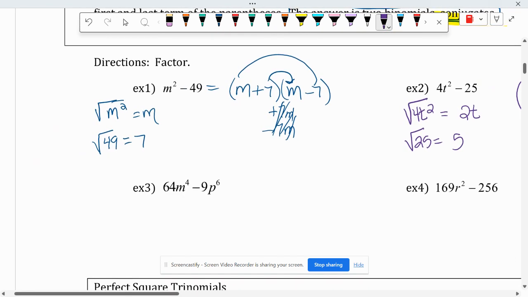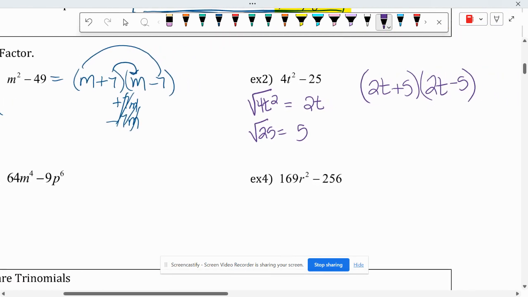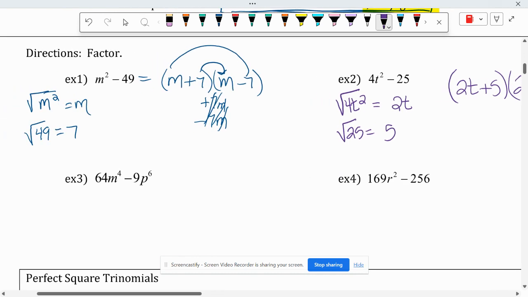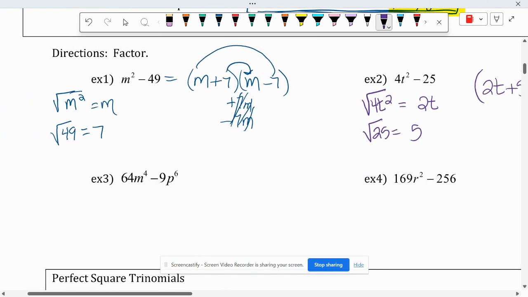Okay. Are we good with that? Okay. Let's look at the next one. What is the square root of 64m to the 4th? And what's the square root of 9p to the 6th?